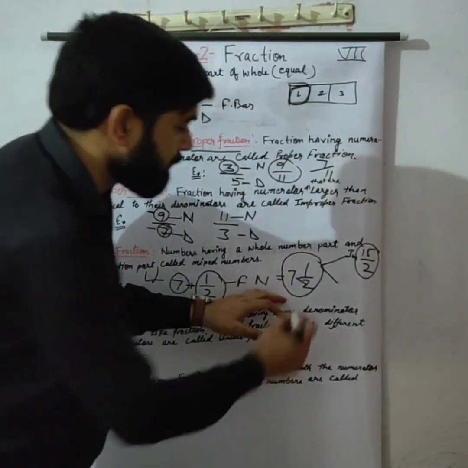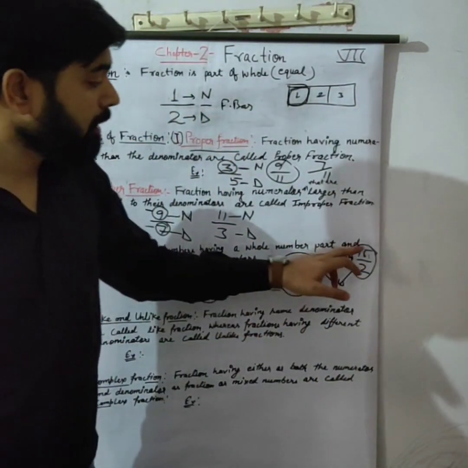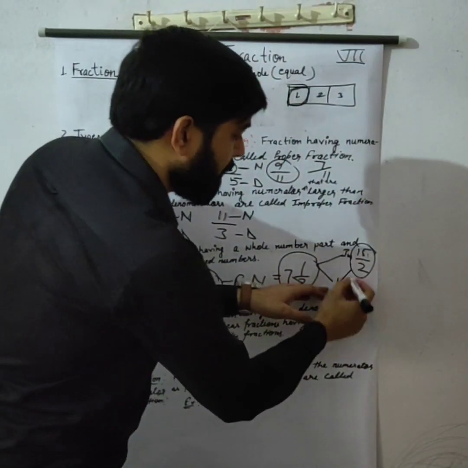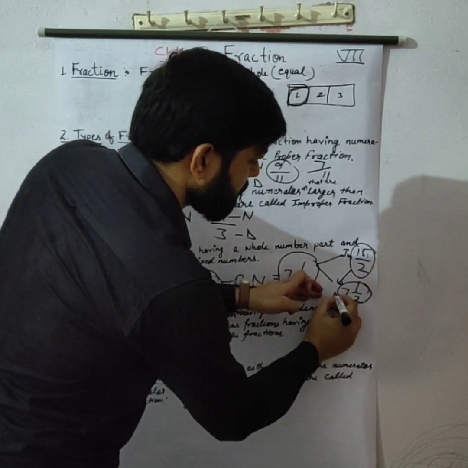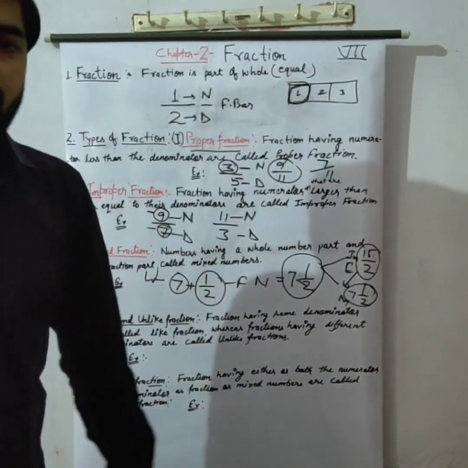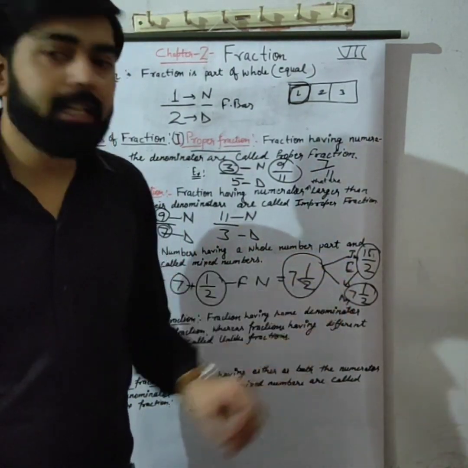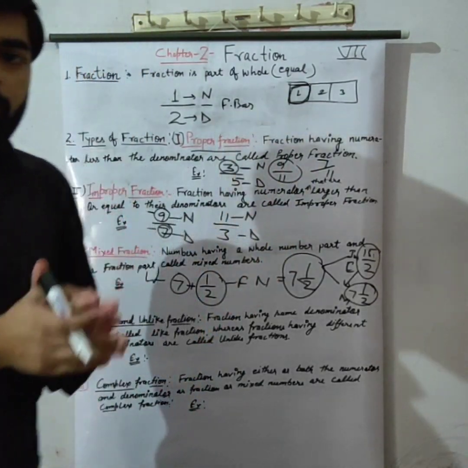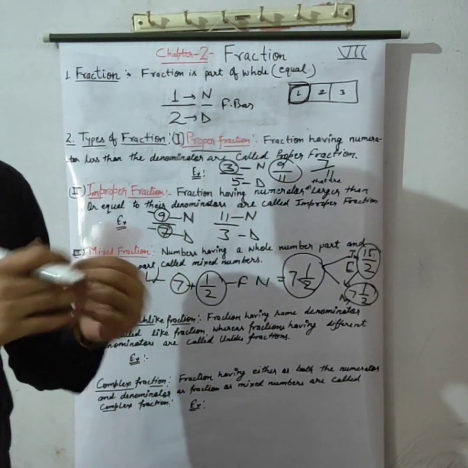Now, this fraction we can also convert into a mixed fraction. You know how we can convert it? Numerator divided by denominator, and when we divide the numerator by the denominator, then we get 7 and 1 upon 2. So this is the mixed fraction and this is the improper fraction. Converting mixed fractions to improper and improper to mixed is very important. You also studied the rules in previous classes, class 6, for how to convert mixed into improper and improper into mixed.